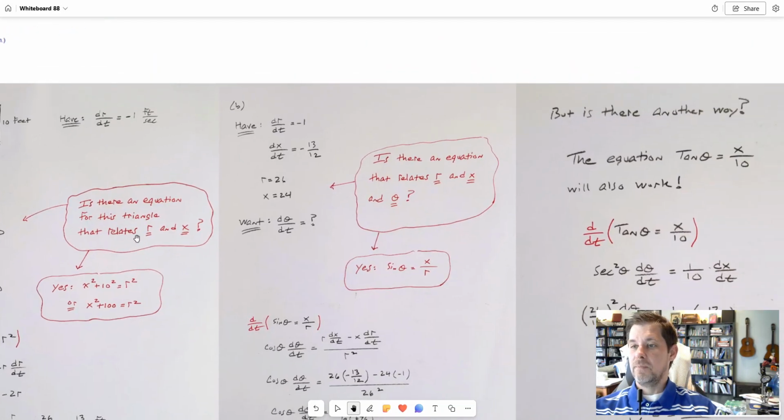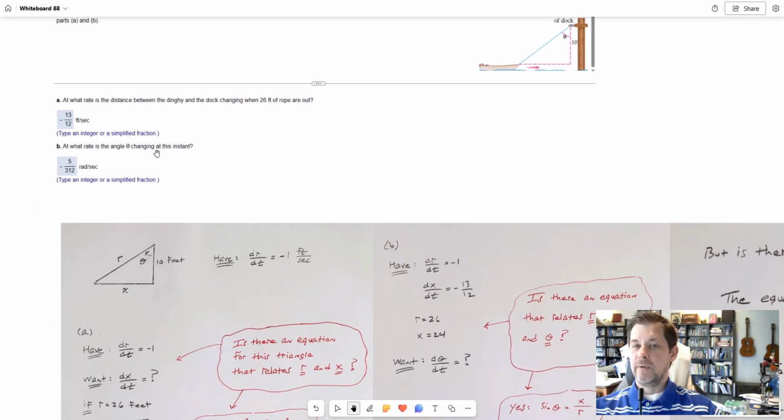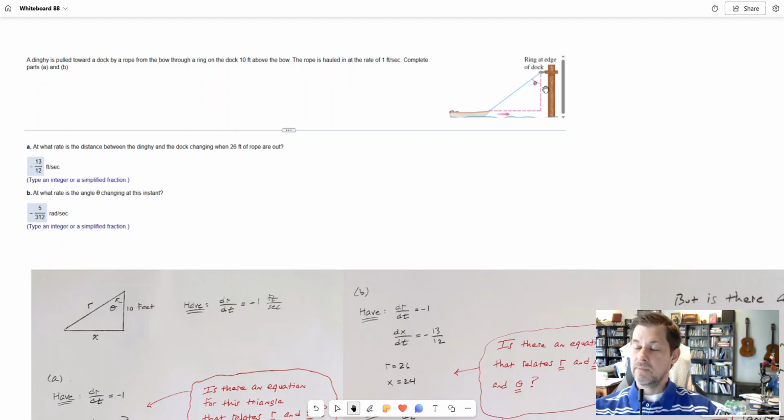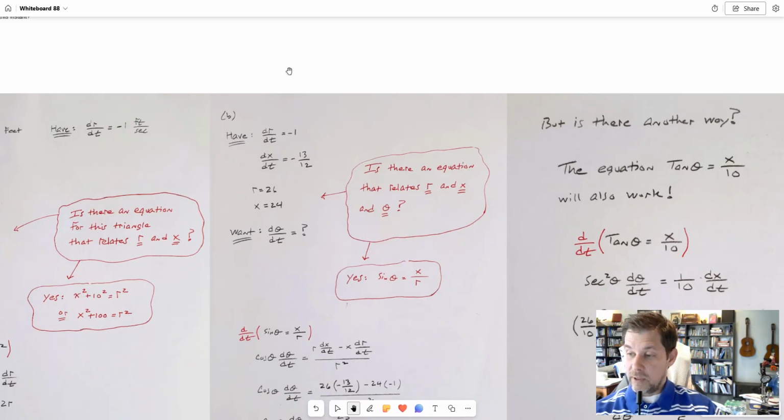Now, in part B, I have a different objective, okay? So in part B, it says, at what rate is the angle changing? Now, you could probably imagine that if you reel in the rope right here, the boat gets closer to the dock and that angle collapses, okay? So that's what this question is about, part B. Now, so think of it like this.